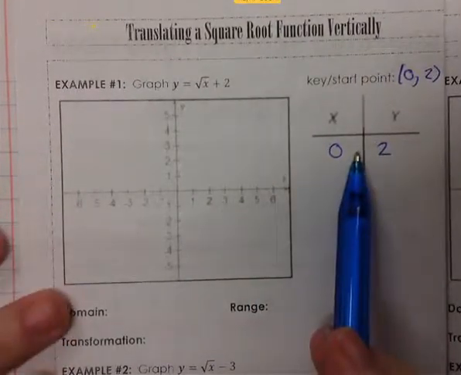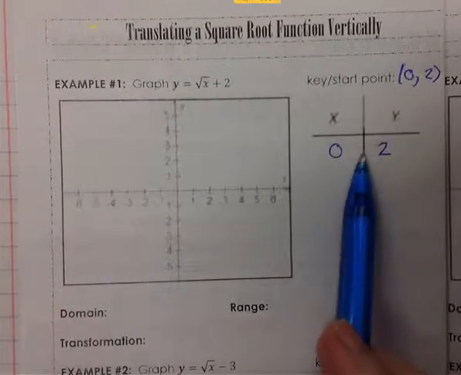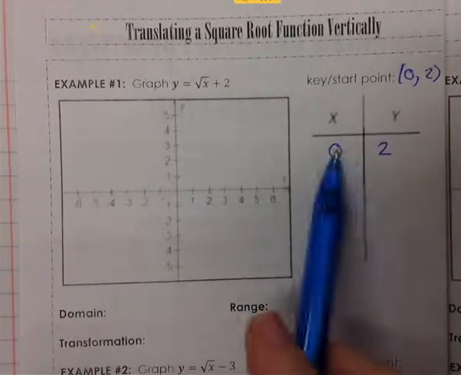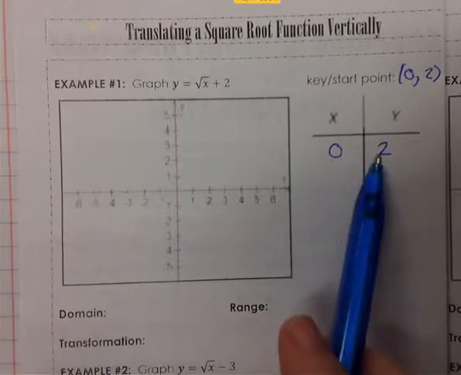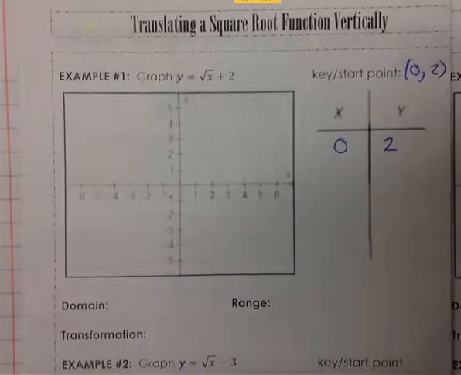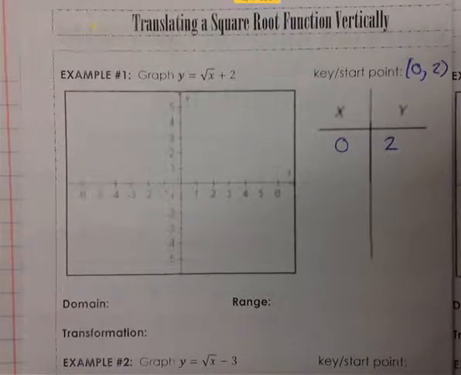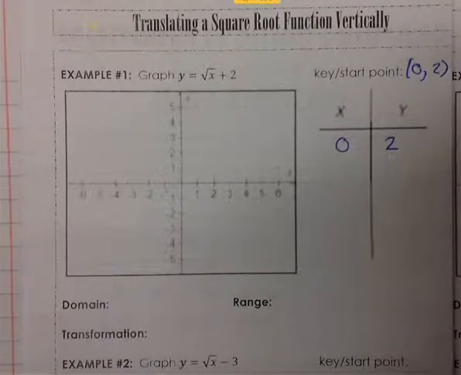That tells us that no matter what, when we graph this, if we use our calculator to graph this, when we look at our table, we want to make sure that our start point is 0, 2. We won't go above that. So let's go figure out the rest of your coordinates by using our calculator.